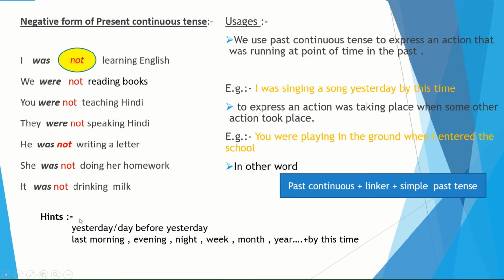Next, hints of past continuous tense. How to identify past continuous tense? If we find these keywords in a sentence, we have to identify that particular sentence as past continuous tense. Yesterday, day before yesterday by this time. Last morning, last evening, last night, last week, last month, last year by this time. So all these words should come with by this time.